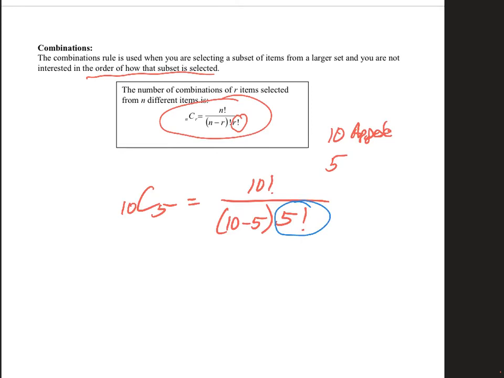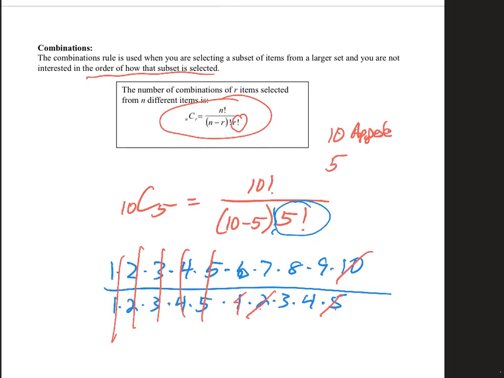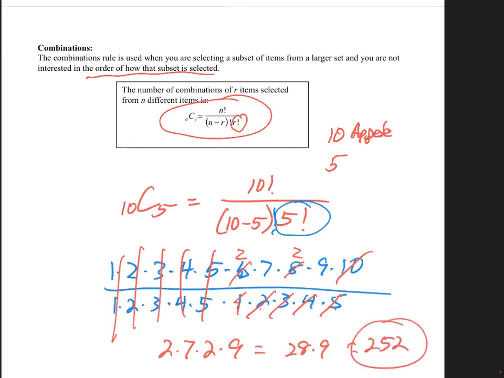And so, if you were going to do this by hand, write out the 10 factorial. And then 10 minus 5 factorial was 5 factorial. And then we actually have another 5 factorial. So we write this out, and this is what you would do. Now you start to cancel. Boom, boom, boom, boom, boom. The 1 doesn't matter. 2 times 5 is 10. 3 goes into 6 twice. And 4 goes into 8 twice. So the answer to this would be 2 times 7 times 2 times 9, which ends up being 28 times 9, and you get 252. So you can see a lot smaller number when you're doing the combinations rule.